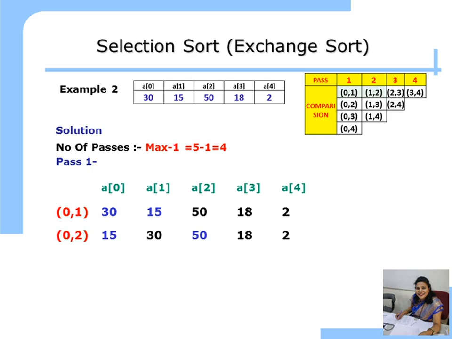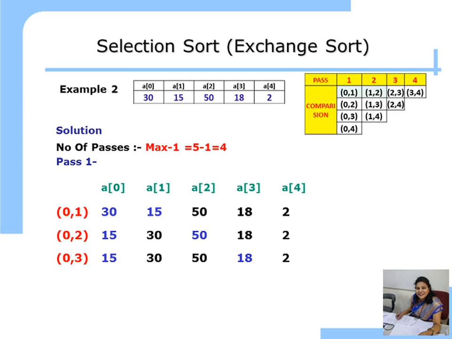Correct. Now we are going to perform the next comparison. It is between the 0th and 2nd. What is present at the 0th location? 15. What is present at the second location? 50. Is 15 greater than 50? No. So we are not going to perform the swapping operation here. So the list will be the same, that is 15, 30, 50, 18, 2.